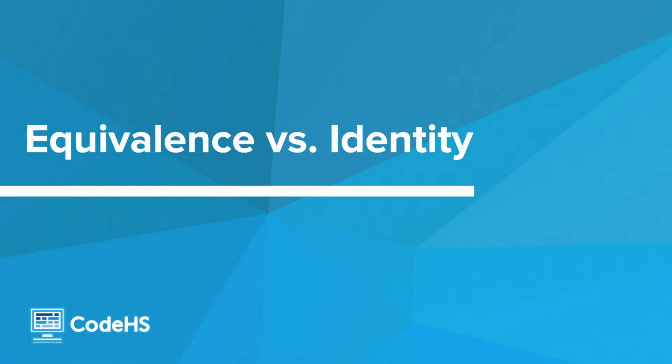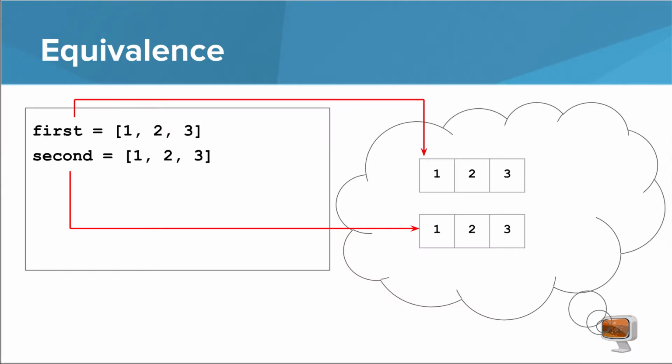Hi, this video is going to address an important distinction when dealing with things that are mutable, the distinction between two things being equivalent and two things being identical. Here are two lists, first and second. Though they have the same contents, they are actually different lists. They have independent destinies. We'll see exactly what that means in a second.